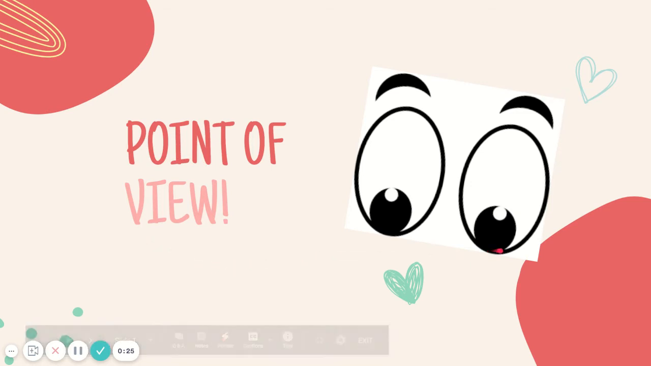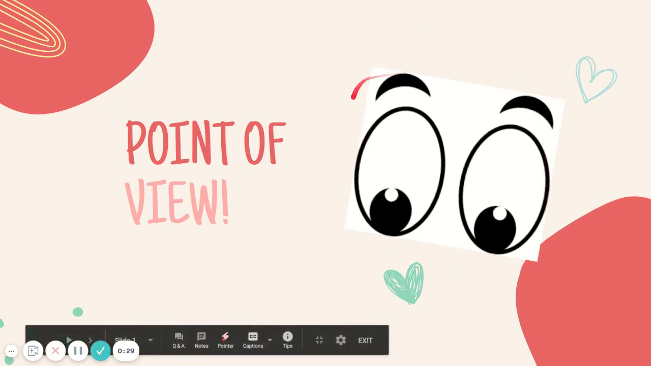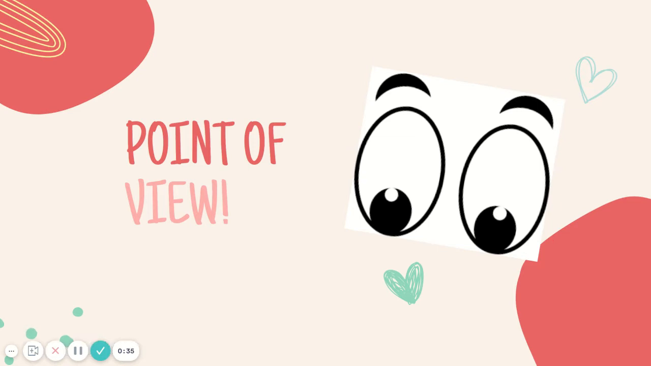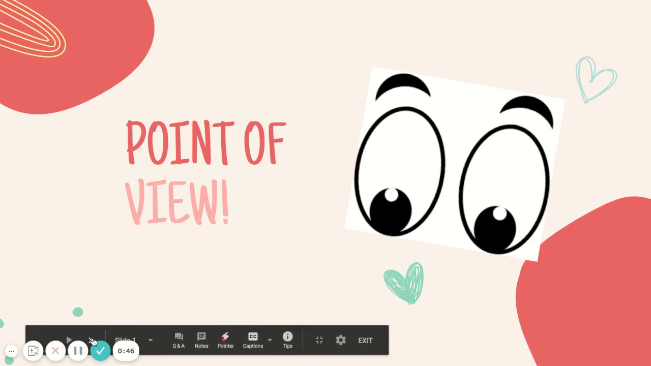Today we're going to do a lesson about point of view. I put some eyes on this slide because when we are talking about point of view, it's the way that we are seeing the story. Sometimes we see the story through a character's eyes, and sometimes we see it through a narrator's eyes who is not in the story. So we're going to learn a little bit about that today.